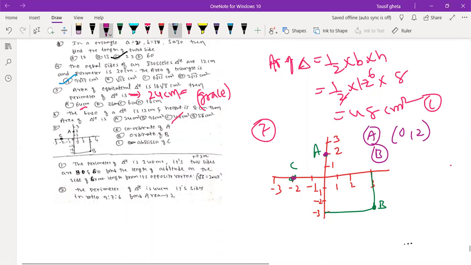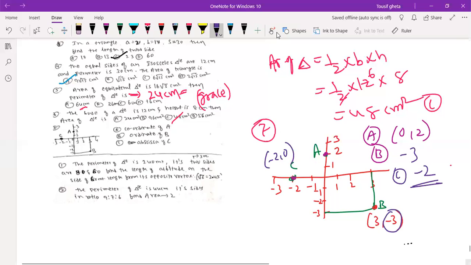What was the B question? Ordinate of B. Ordinate means y-axis. So the ordinate of B, this is B. So this is actually minus 3. They ask for the ordinate, the y-axis part, so minus 3. What is the C question? Abscissa of C. Abscissa means x-axis. So this is C here. Minus 2 comma 0. Abscissa is minus 2 here. Finish.